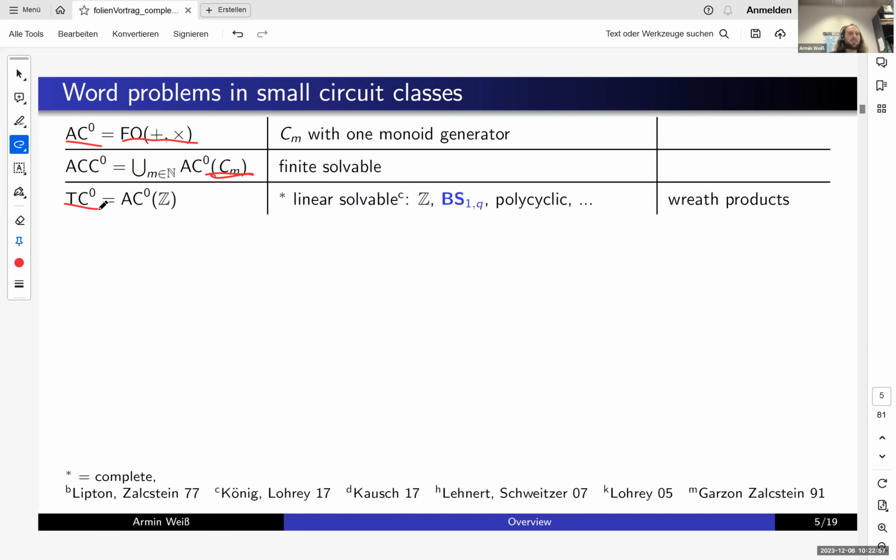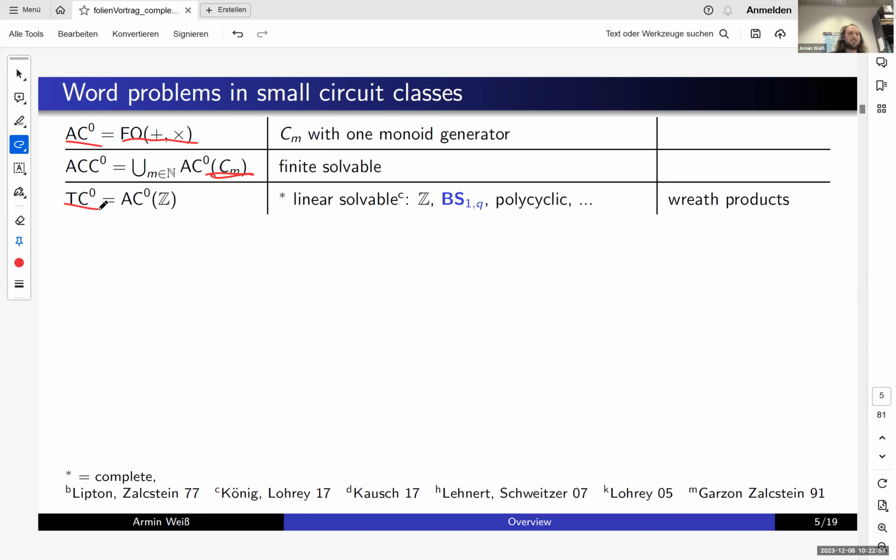Now, what can we do in ACC0 with integers as oracle? We can do the word problems of all linear solvable groups, and actually they are complete for this class as soon as they are infinite. So in particular, we can solve the word problem of the integers itself. We can also solve the word problem of those Baumslag-Solitar groups BS(1,q), which are solvable linear, and we can do all polycyclic groups. And the class of groups with word problem in TC0 is closed under wreath products.